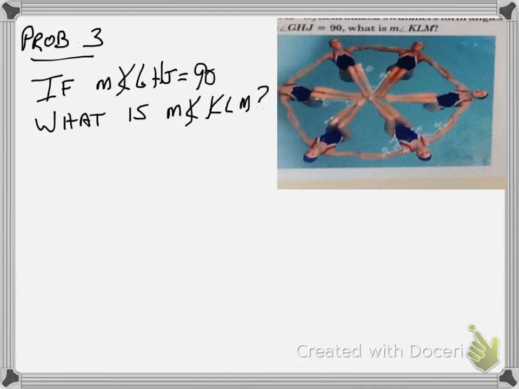Again, I apologize about the quality of these pictures here, but let's talk about it. We're going to find if the measurement of angle GHJ is 90 degrees. GHJ is right here. They're saying that's 90 degrees. If you see here, you'll notice that there's two lines in the middle of that angle, and there's two lines in the middle of this angle, which is KLM, which is what you're looking for. These tick marks mean that they're congruent. So if this is 90 degrees, this is also 90 degrees.